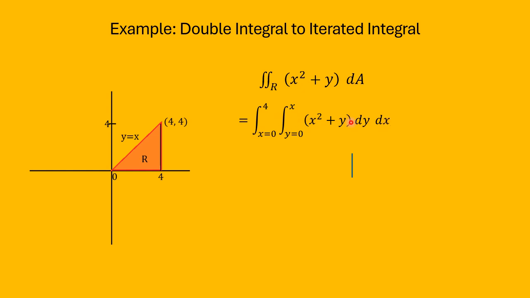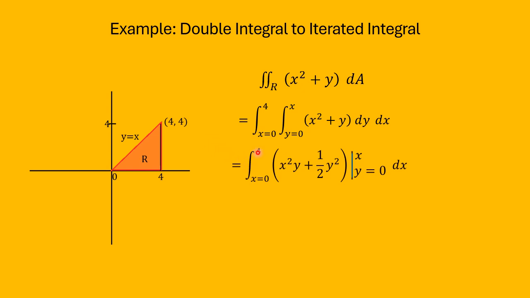So we want to evaluate this. The way to do it is to start with this innermost integral and integrate with respect to y, keeping x fixed, more or less like a constant. And then after this inside integral has been evaluated, it will be just a function of x. And we'll integrate that with respect to x using these limits of integration. So let's see how that goes.